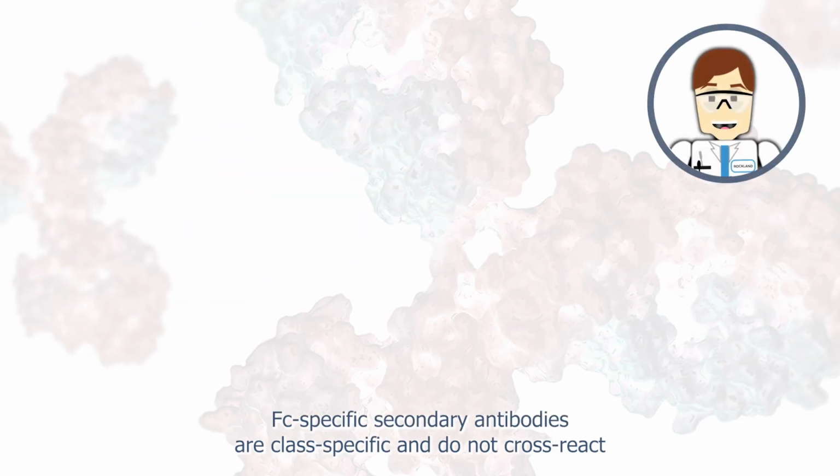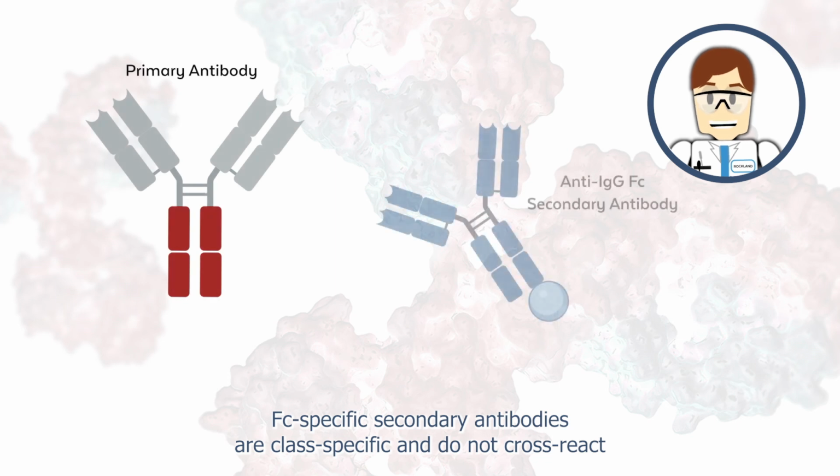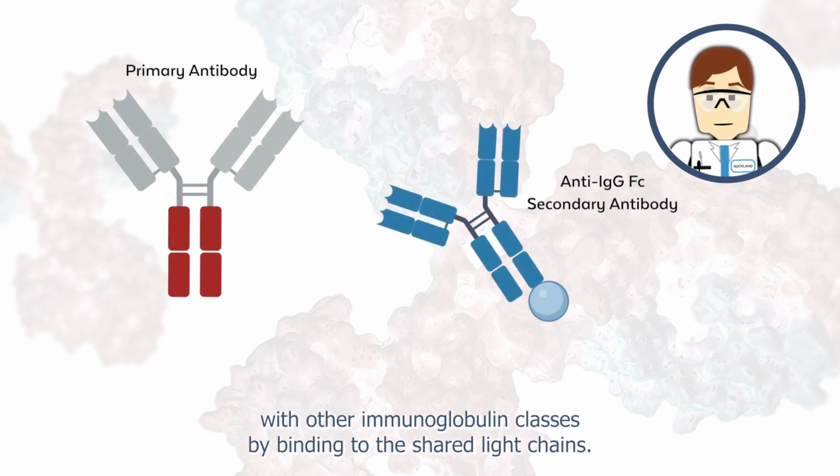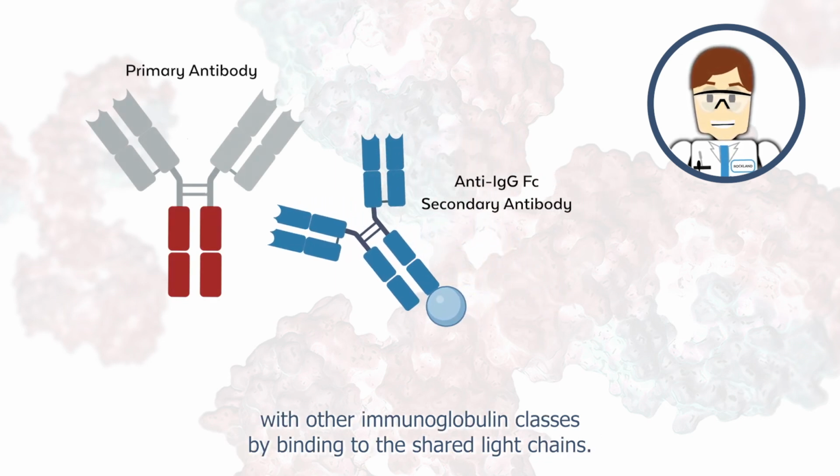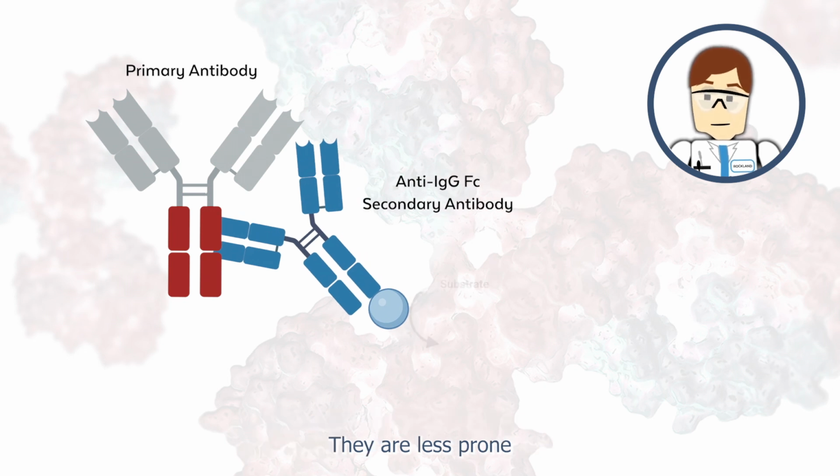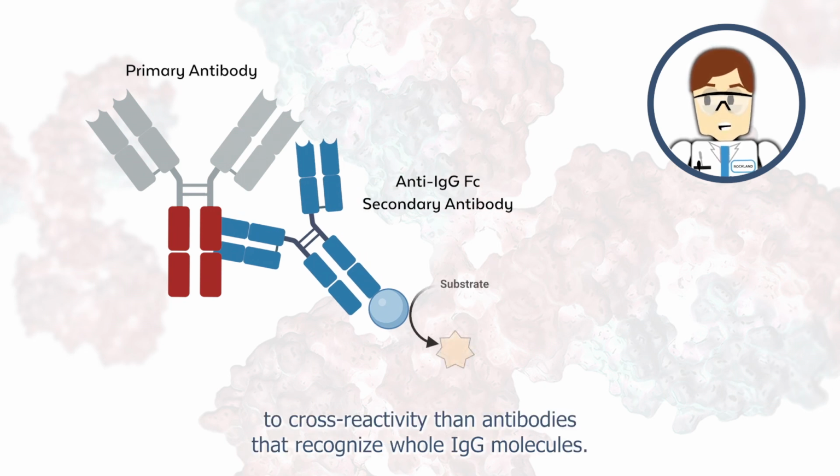Fc-specific secondary antibodies are class-specific and do not cross-react with other immunoglobulin classes by binding to the shared light chains. They are less prone to cross-reactivity than antibodies that recognize whole IgG molecules.